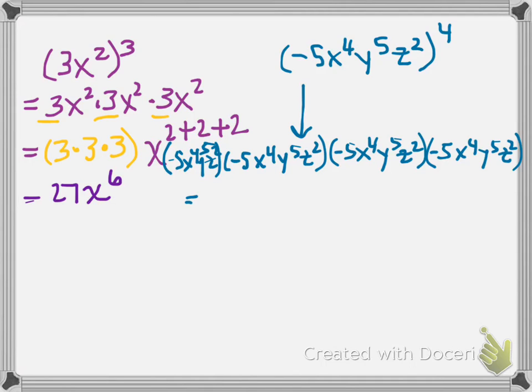The negative 5. Ah, we have to take the entire number in front of the variable. So we've got a negative 5, negative 5, negative 5, negative 5. So we're just going to pull that out and do the math with him.